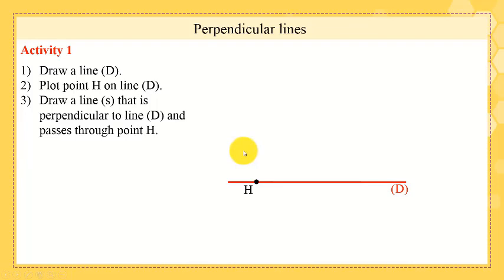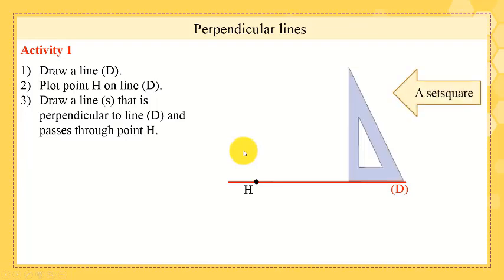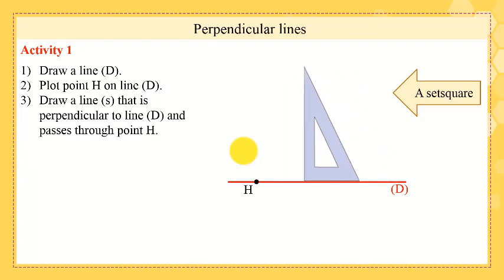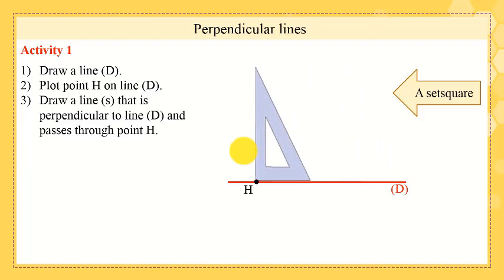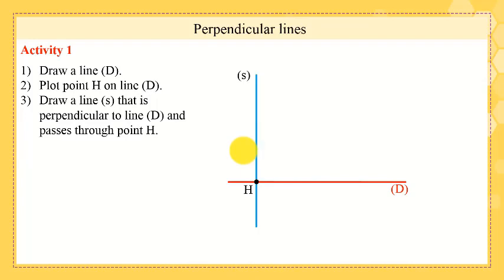To draw a perpendicular line, we should use the set square. This is the set square. Move the set square on straight line D to reach point H in this way. Look. When it reaches point H, fix the set square on the straight line at point H and draw straight line S. Remove the set square. This is a right angle equal to 90 degrees. In this way, we draw two perpendicular lines.